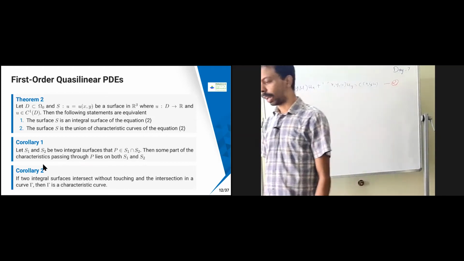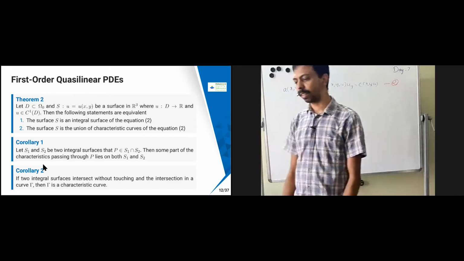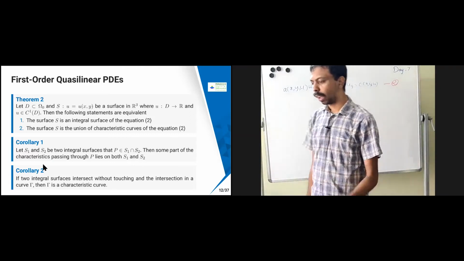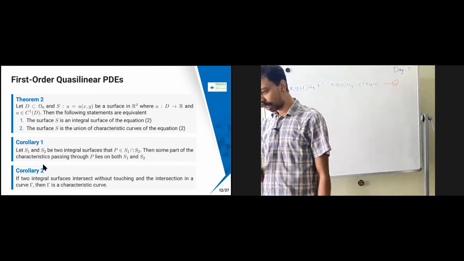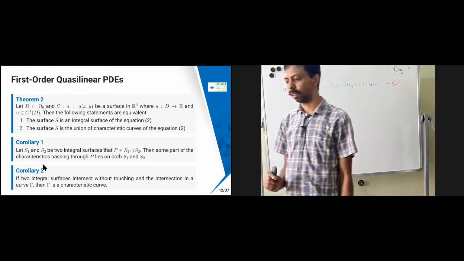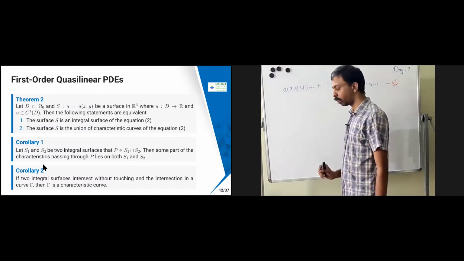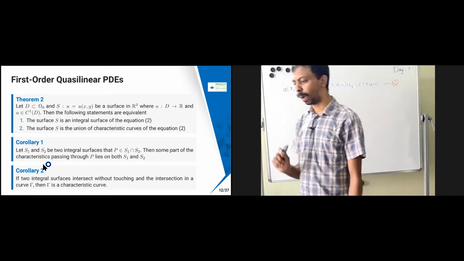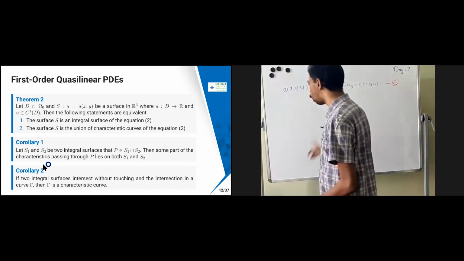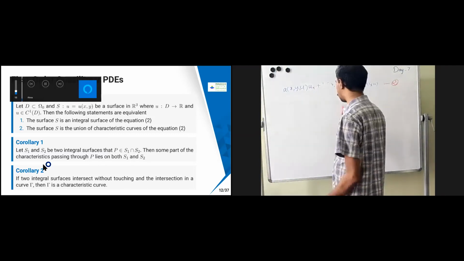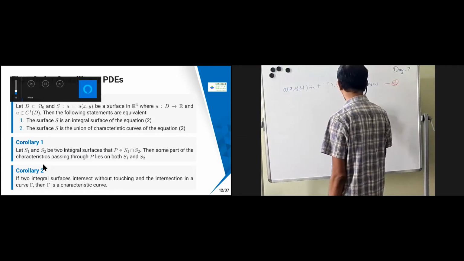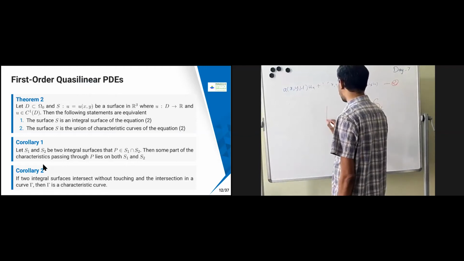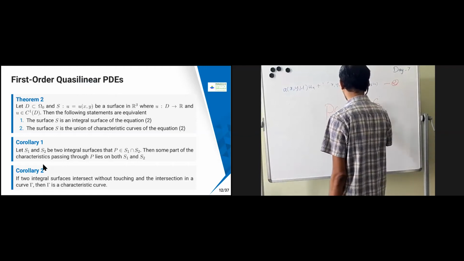Okay. So corollary one from theorem 2 says: suppose S1 and S2 are two integral surfaces, and P is a point in S1 and S2. Then you can find some characteristic curve passing through P that lies in both S1 and S2. S1 is an integral surface, S2 is an integral surface. Suppose P is a point in S1 intersection S2.